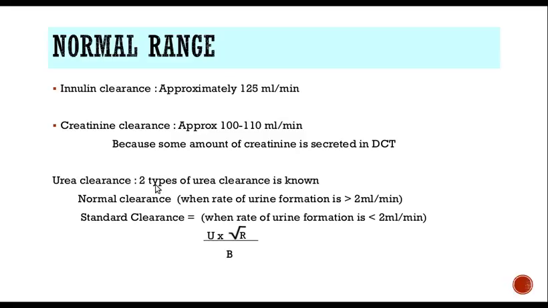Now, urea clearance test is not being done. Why? Because we said that urea gets absorbed in the loop of Henle. But if you're doing urea clearance, there are two types, that is the maximum clearance and the standard clearance. When the rate of urine formation is greater than 2 ml per minute, we use the maximum clearance, which is the same formula U into V by B. When the rate of urine formation is less than 2 ml per minute, we use the standard clearance formula, which is U into root of R by B. This test is no longer being done, so we don't need to know much about it.